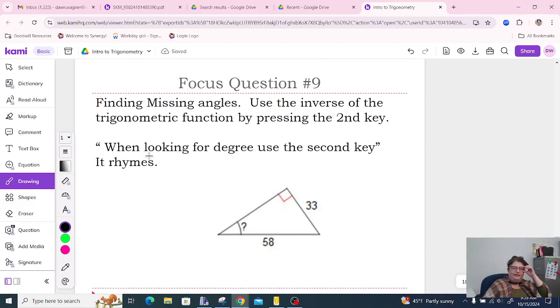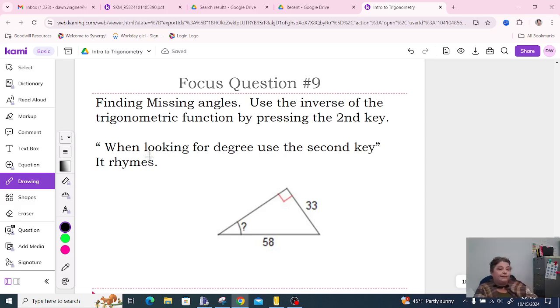Okay, so I don't usually rhyme, but I rhymed. I made up a little song for you all. Finding missing angles. Use the inverse of the trigonometric function by pressing the second key. So, when looking for a degree, use the second key. See, it rhymes. When looking for a degree, use the second key. So we have to do the inverse.